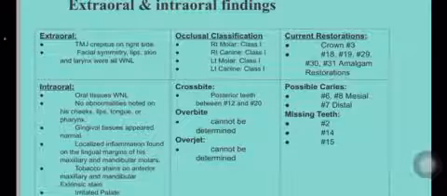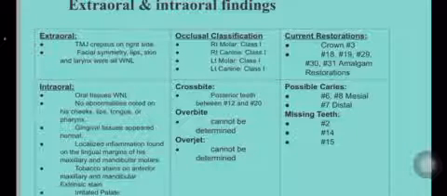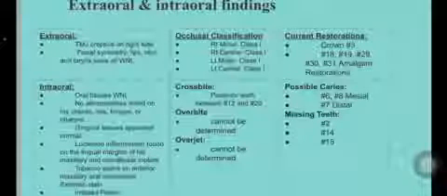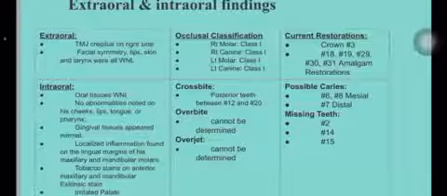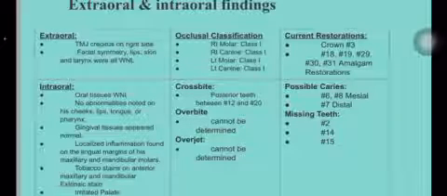He has crossbite on his left side between number 12 and number 20. His current restorations are: he has 1 full gold crown and 5 fillings. His active caries are on number 7 distal and number 6 and 8 mesial. We see his missing teeth on number 2, 14, and 15.